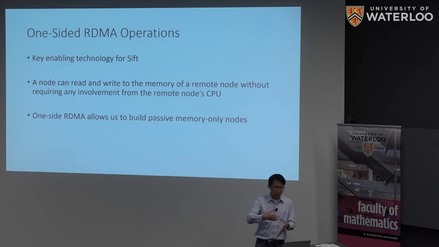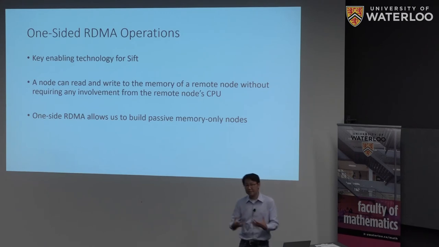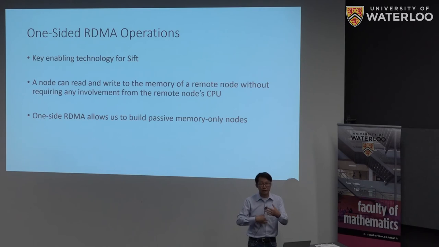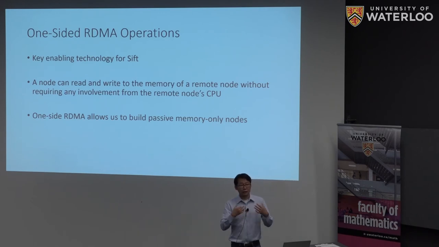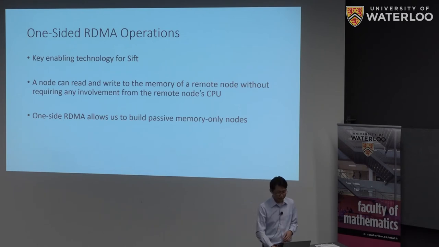Again, one-sided RDMA allows a node to read and write directly to a remote node's memory without involving the remote node's CPU. This allows us to build really passive memory nodes. These memory nodes use no CPU during normal operations. Without one-sided RDMA, if we were using something like TCP, these memory nodes would still need to use a lot of CPU in order to handle the network requests, the network traffic.